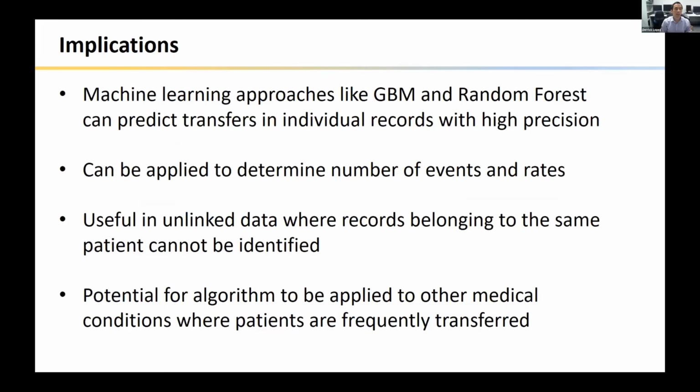So what are the implications of this study? Machine learning approaches like gradient boosting machine and random forest can predict transfers in individual records in hospital data with high precision. They can be used to determine a number of events or rates. It can be useful in unlinked data where records belonging to the same patient cannot be identified. There's a potential for this algorithm to be applied to other medical conditions where patients are frequently transferred.